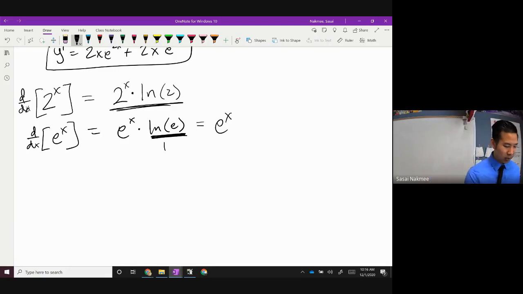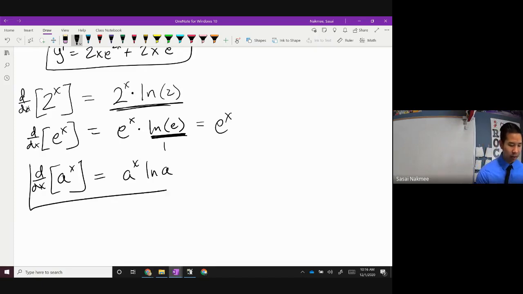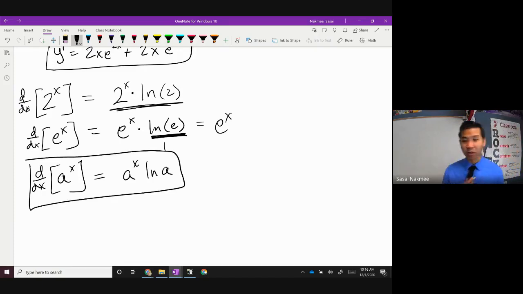So what I'm saying is, whatever base you have to the power of x, if you're taking the derivative of this with respect to x, this is always going to equal whatever base you had to begin with to the power of x times the natural log of a, whatever your base is. And this is another one. This is one that's a little bit more difficult, but you do need to know. Okay? This is one that you do need to know. So keep that one in mind.